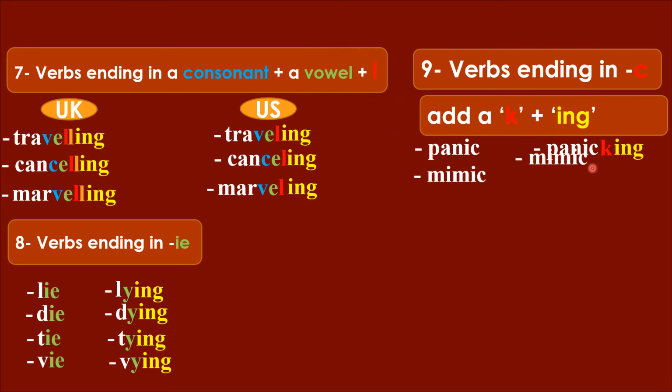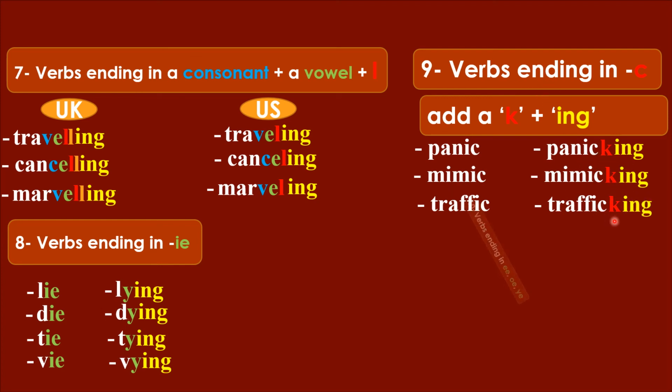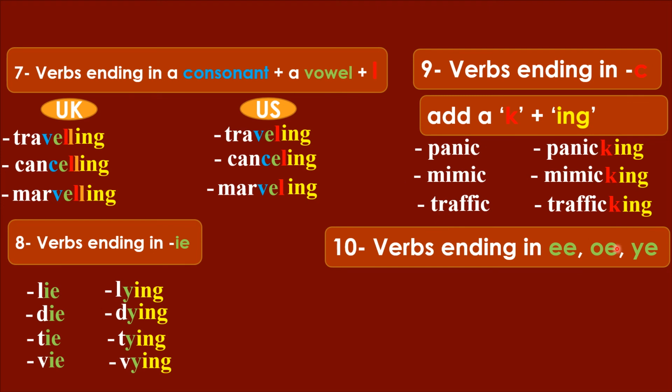A verb like, for example, mimic again. This is the verb, then I add K, and then I add ING, and also a verb like traffic, and then I add the K and add ing. Okay, and then let's move to rule number 10.